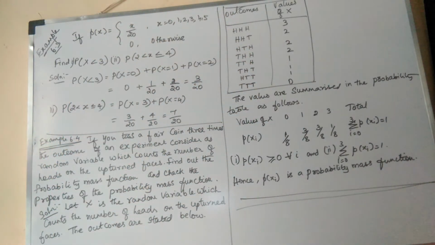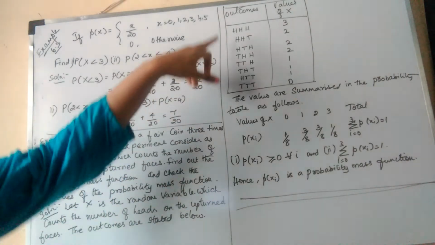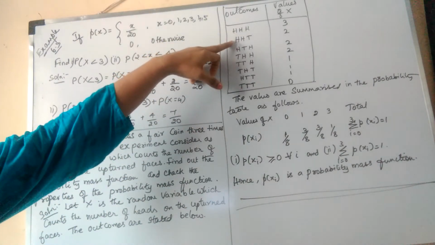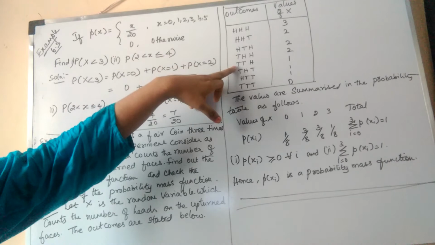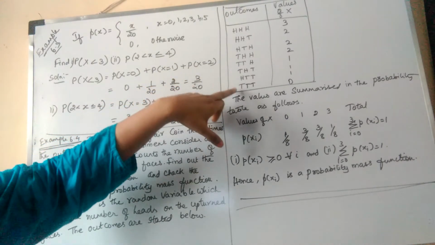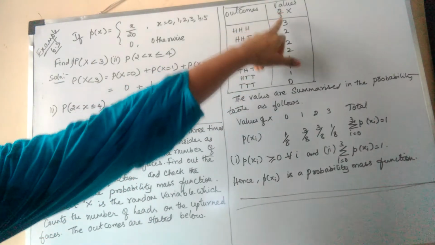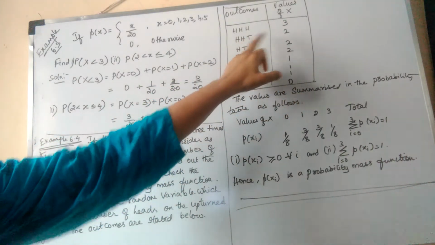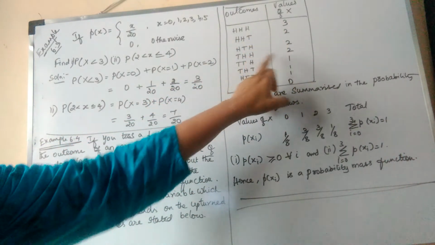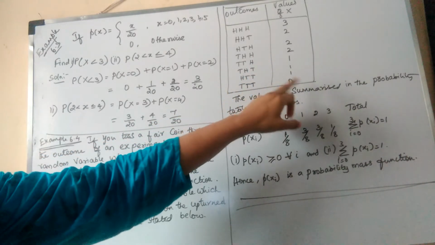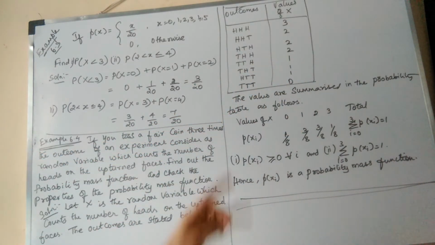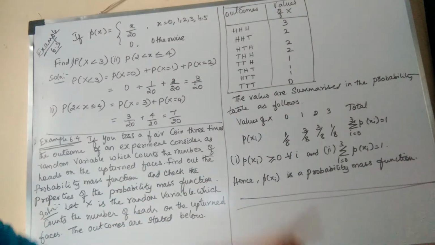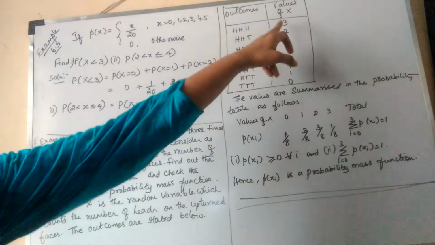3 coins are tossed, so the sample space outcomes will be HHH, HHT, HTH, THH, TTH, THT, HTT, TTT. So the outcome of x will be 3 here. Write in number form: 3 heads, 2 heads, 2 heads, again 2 heads, 1 head, 1, 1, 1, 0. The values are summarized in the probability table as follows. So using probability, you are going to find the probability for these x values.